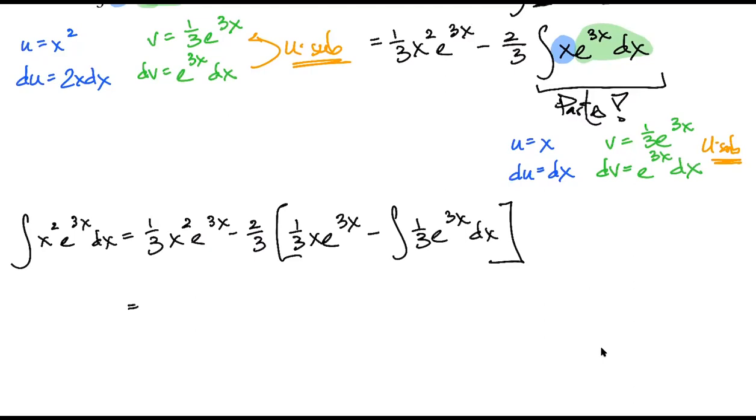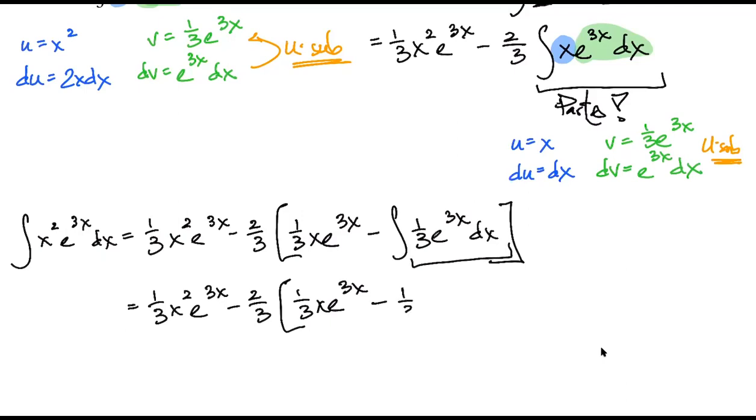This is going to give me 1/3 x squared e to the 3x minus 2/3. Okay, I'm not going to distribute yet. You're more than welcome to distribute at this point, but sometimes I like to do the whole integral before I distribute. Okay, so when I integrate this part, I have 1/3 as a constant that I can pull out, and I have e to the 3x dx that's left.